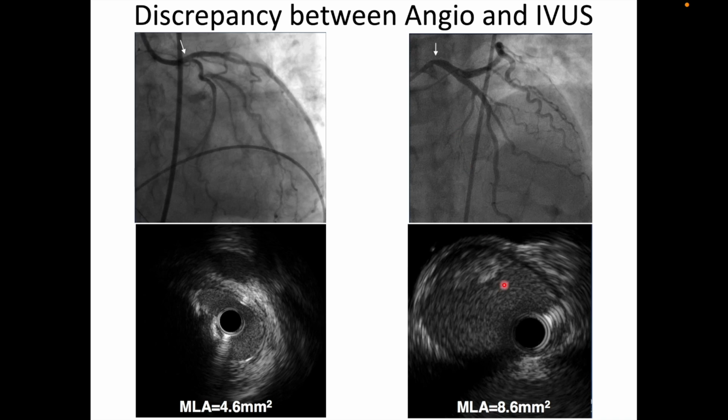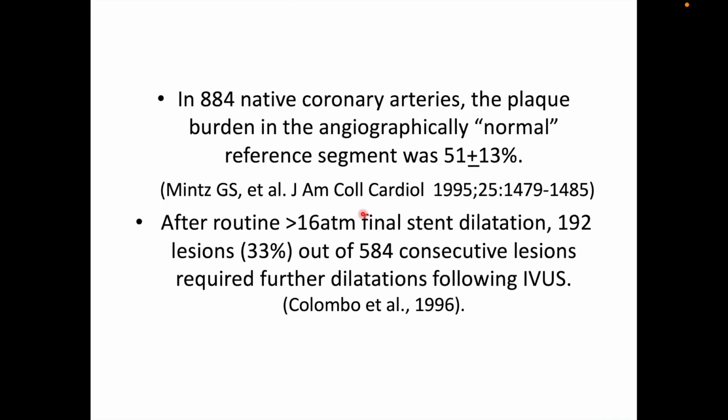But when you do the IVUS study, the MLA is 8.6 millimeter square. That's because the takeoff angle is such that it gives you the false impression of a significant disease in the left main stem ostium. In actual fact, the MLA is 8.6 millimeter square. There is nothing significant in this left main.